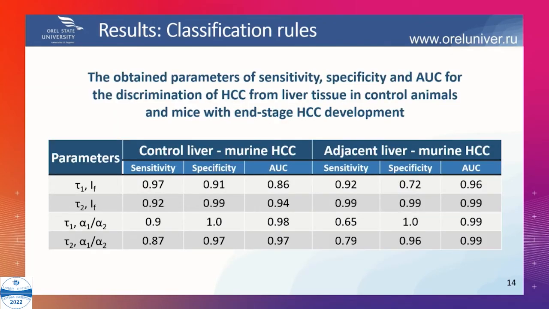Calculated intensity fractions for free and bound NADH and the tau2 parameter demonstrate the best results to be used for diagnostics. It is important to note that the presence of tumor significantly changes metabolism in adjacent intact liver tissue, and the use of reference data measured in healthy liver tissue can be a source of serious error when applied to distinguish the tissue of tumor and adjacent liver.